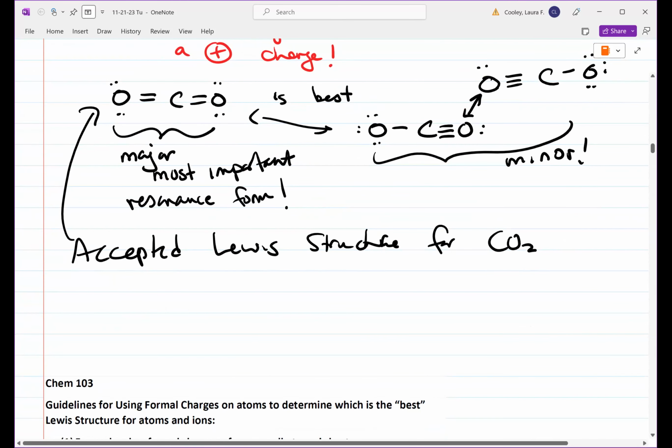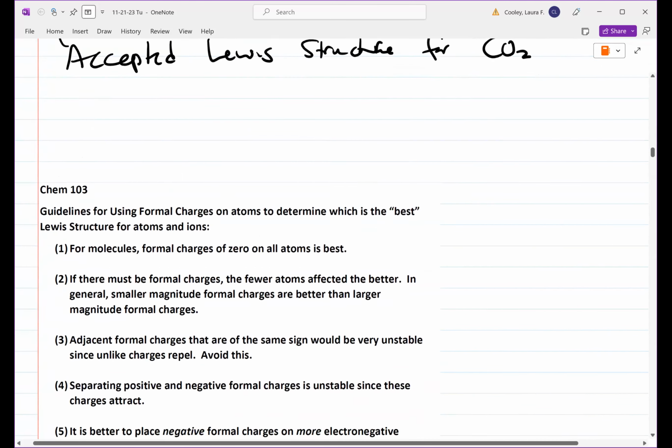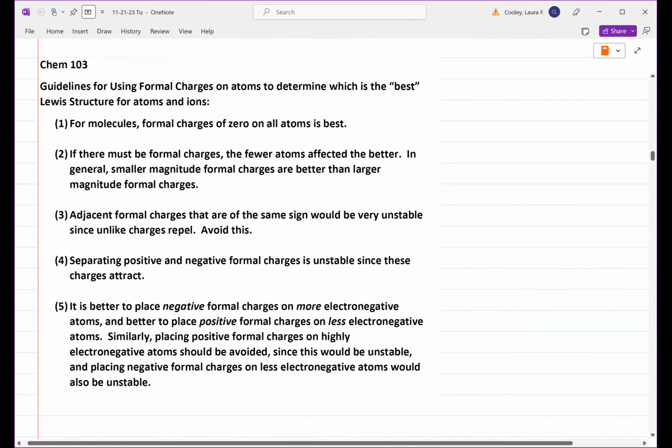So remember, I told you one reason we're doing this is to figure out, if you have multiple resonance forms, multiple legal Lewis structures for molecules, which one do you pick? And there are actually these guidelines. So I used some of them with this explanation, but there are some more. So here is your list of guidelines. Formal charges of 0 is the best, okay? But if you have a polyatomic ion, for example, there's no way your formal charges can all be 0. They'll have to add up to whatever the charge on the ion is. So they won't be 0.